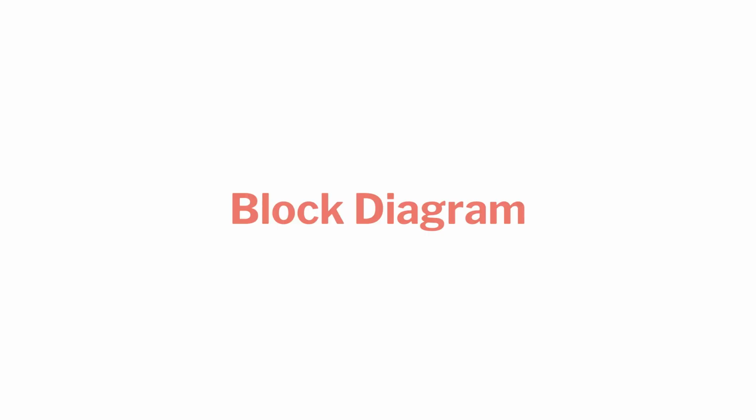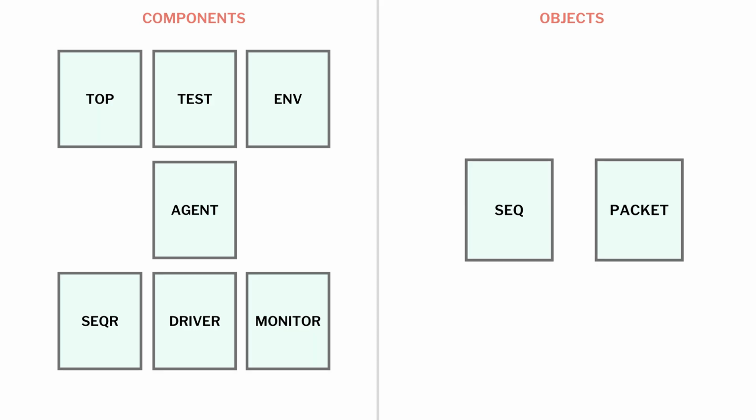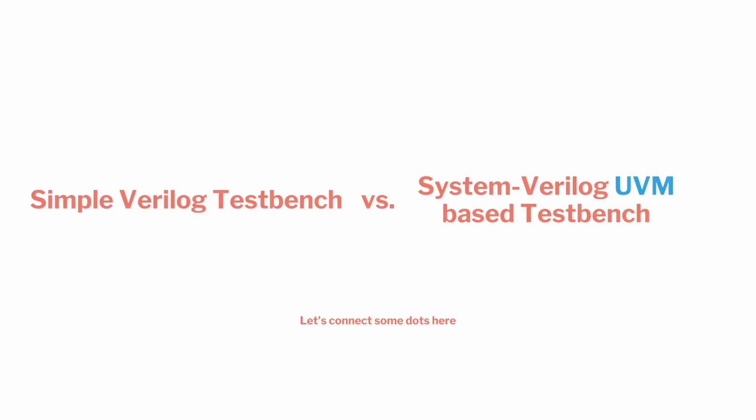Let's first see some blocks of UVM. These are the basic blocks of UVM: test, environment, agent, driver, sequencer, monitor, sequence and packet. These blocks are divided into components and objects. Components are the ones which are created at zero simulation time and exist throughout the simulation, while objects are transient, which get created and destroyed as and when required by the test bench. In UVM, packet is actually called sequence items, but we will get into it later.